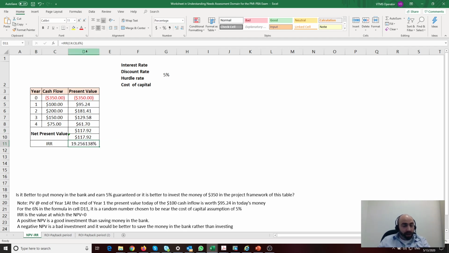Then the IRR, internal rate of return. Again, there is a formula in the Excel sheet to calculate the IRR, and that's the formula. We have all the givens here, and it will come out to be around 19 or 20%. The higher the IRR, the better the project, the more profitable the project. The higher the NPV, the better the project.